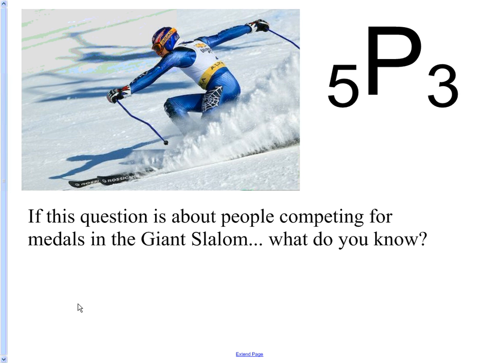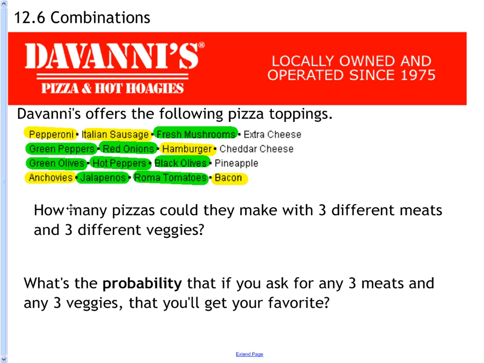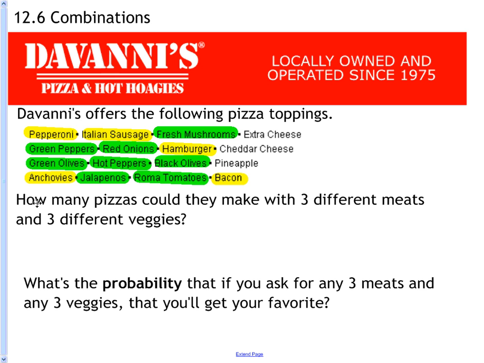All right, good. Now let's move on to the pizza problems. This one's a lot like the one we did yesterday, except I changed the question, and then I highlighted it to make it easier to see. The yellow ones are the meats, the green ones are the veggies. And remember that these come in 2 parts. It says 3 different meats, 3 different veggies. You do the problem in 2 parts.